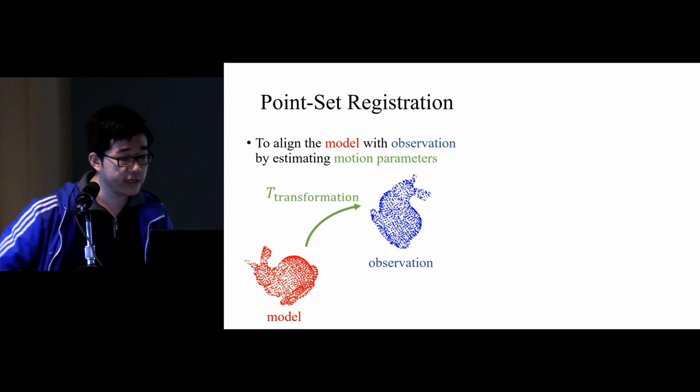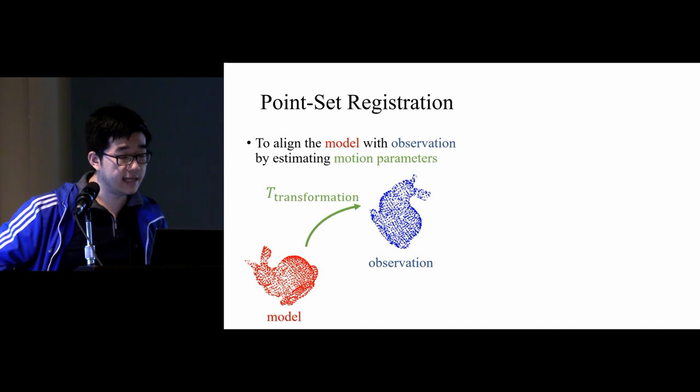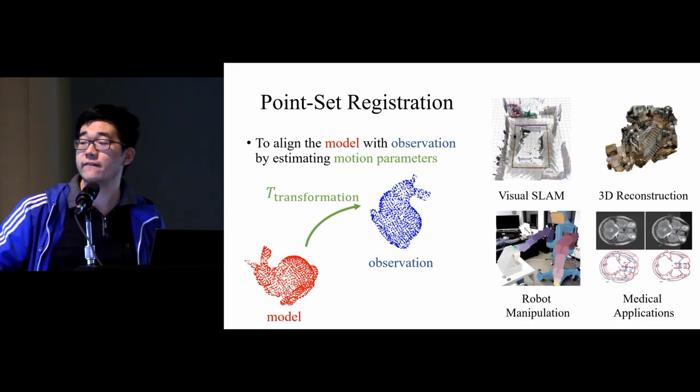Point set registration is the task of aligning two point clouds by estimating some motion parameters. It is one of the core components for any visual computing system.